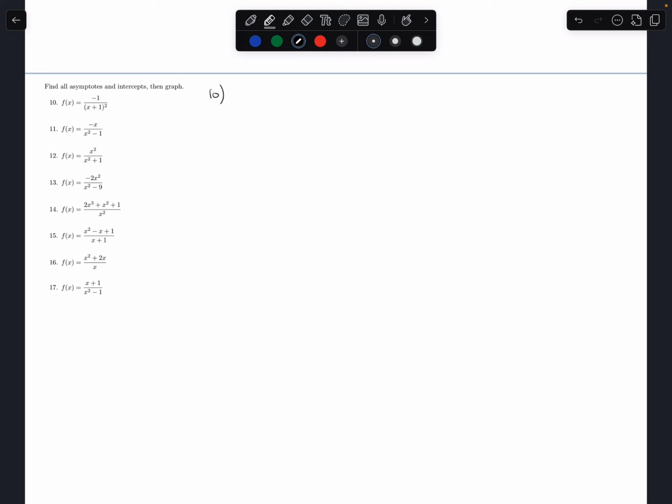First of all, what I like to do is rewrite this in its factored form if possible. Actually, this is already factored, it's x plus 1 squared. This is not a removable discontinuity because it's already simplified. So we have a vertical asymptote at x equal to -1. We also have a horizontal asymptote because the top degree is lower than the bottom degree, so y equal to 0.